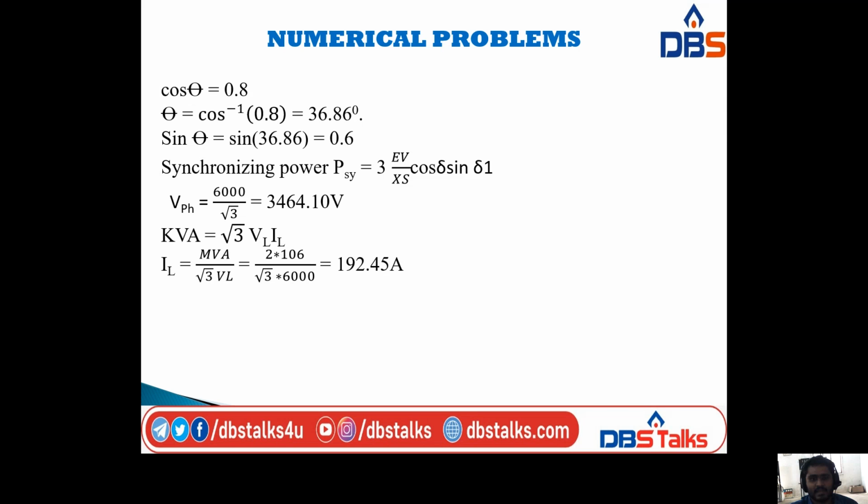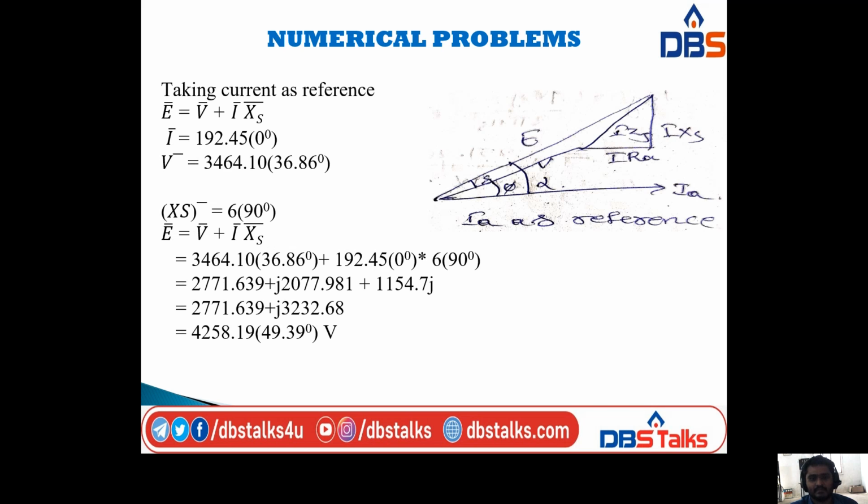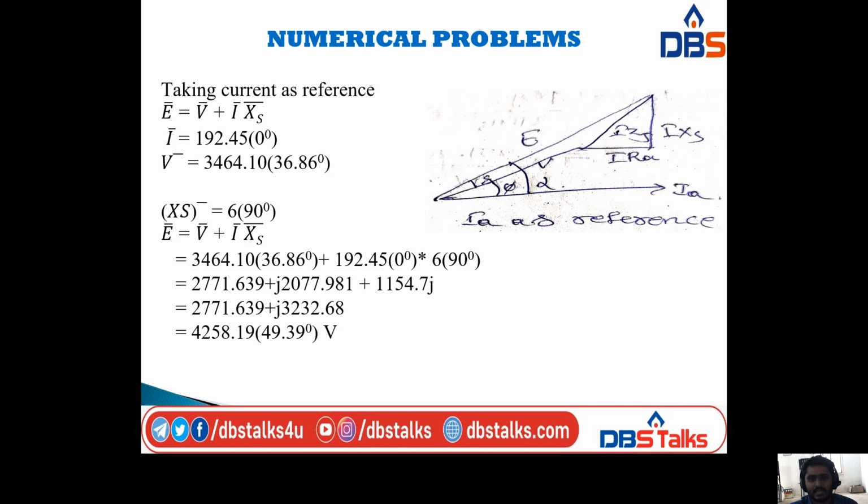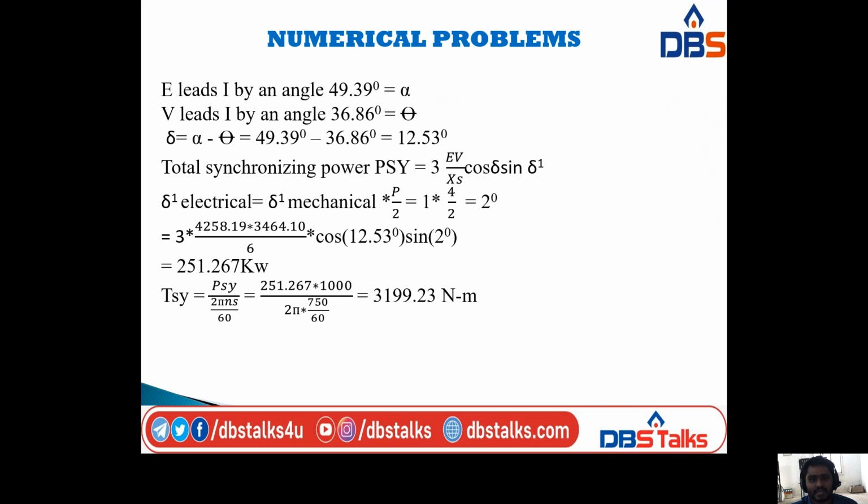192.45 amperes. Here I am drawing a phasor diagram for the armature current, induced EMF, and the drops, that is I·RA and I·XS, the armature resistance drop and reactance drop, using different angles. I am taking current as the reference, so IA is on the horizontal axis. The voltage E leads IA by an angle, and V leads I by an angle phi.